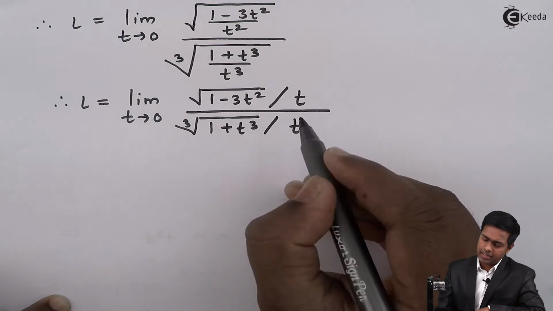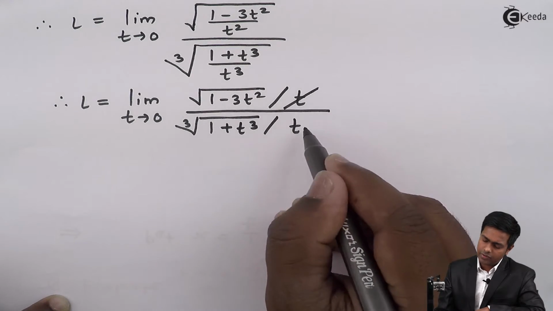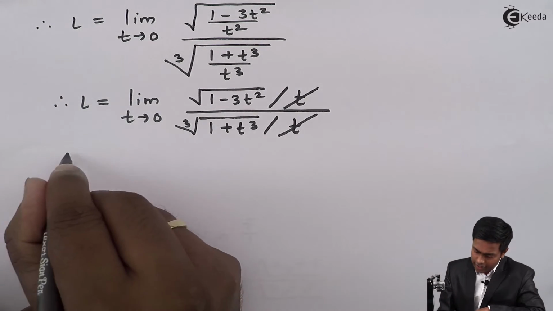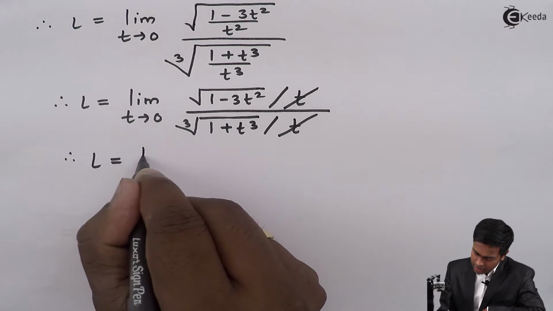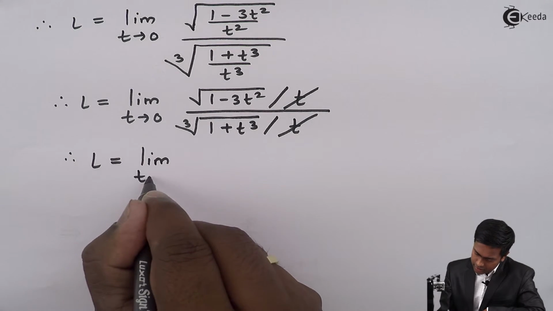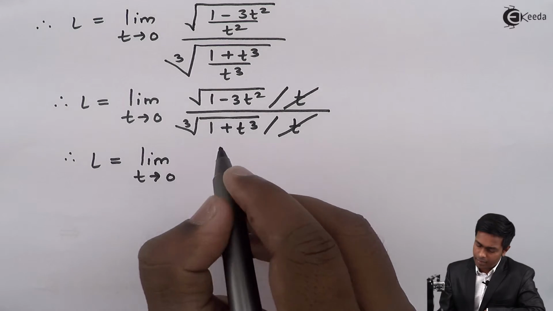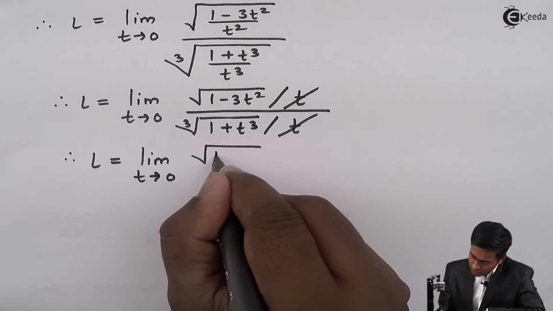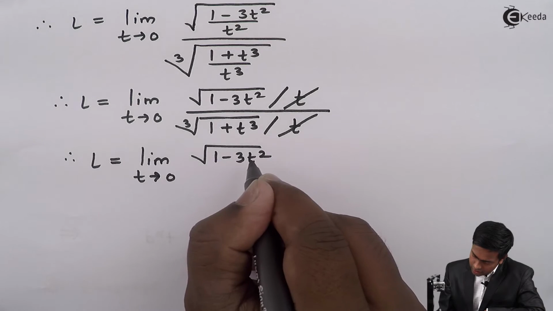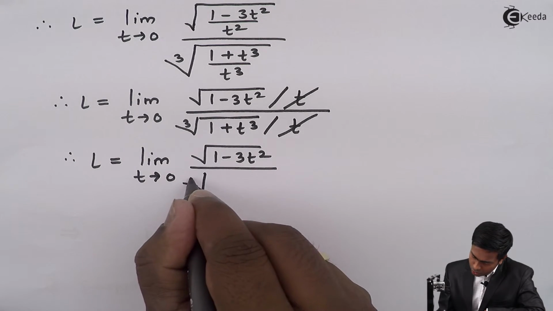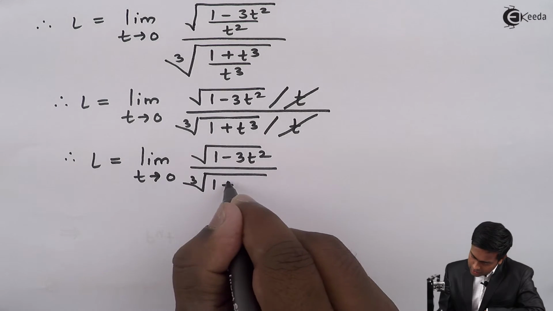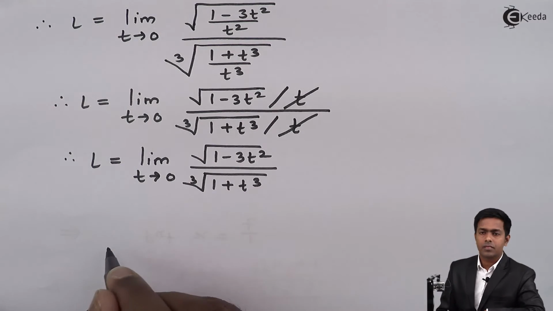So by cancelling t from the numerator as well as from the denominator, we will get L as the limit t tends to 0 of square root of 1 minus 3t square upon cube root of 1 plus t cube.